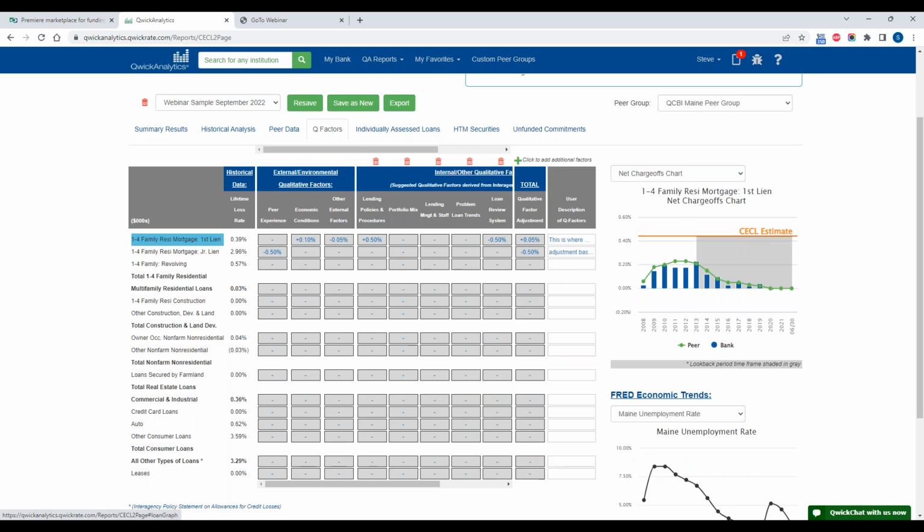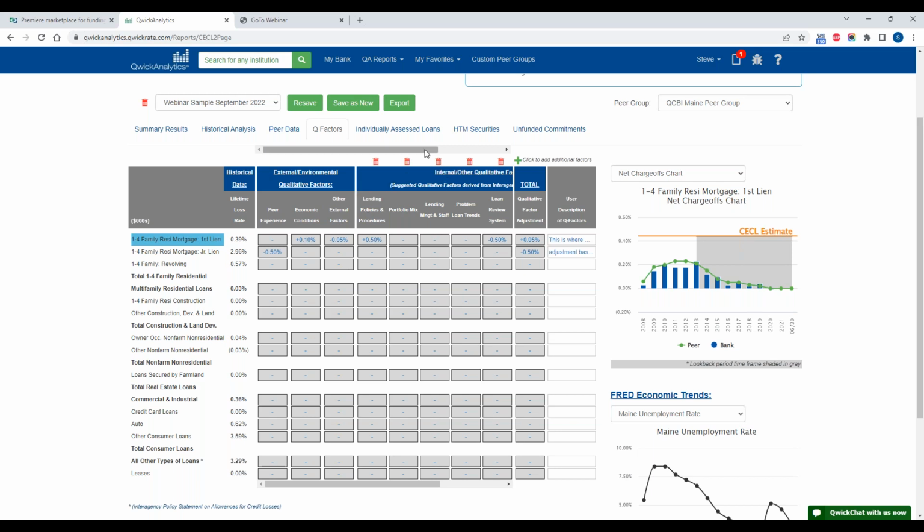So you'll notice when I click on the Q factors tab here, you see all these different columns. Each one represents a different qualitative factor adjustment that the bank can make on their historical lifetime loss rate in order to get to where you think we're going to be moving forward. So we see our historical lifetime loss rates here, and then the various adjustments. I've plugged a couple sample adjustments in here. So let's say for the first lien mortgages, they had a historical loss rate of 39 basis points, and we made some adjustments based upon economic conditions, other external factors.